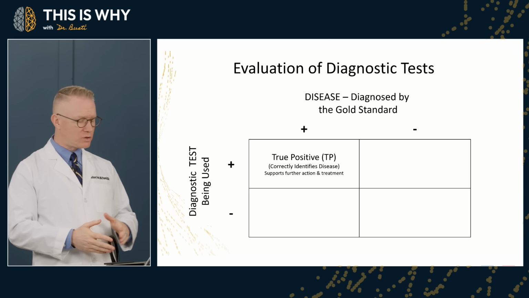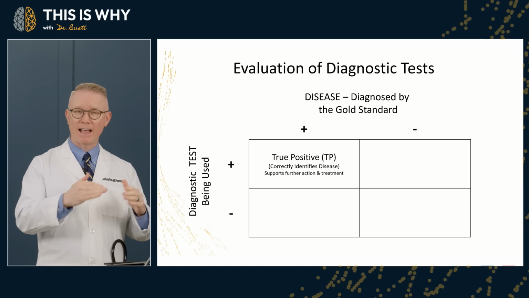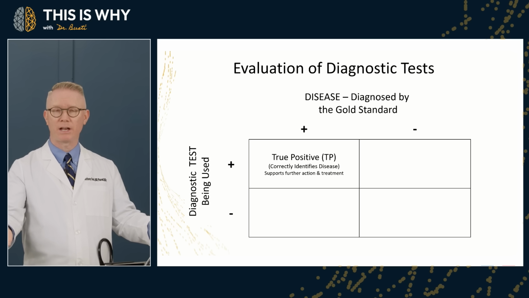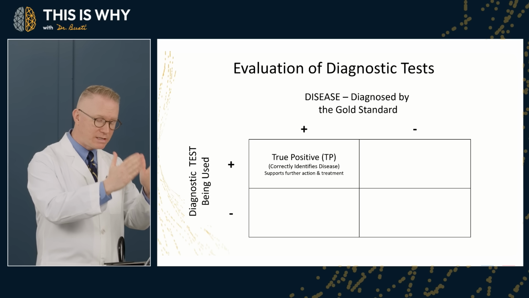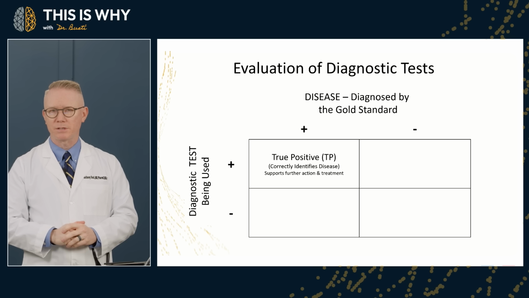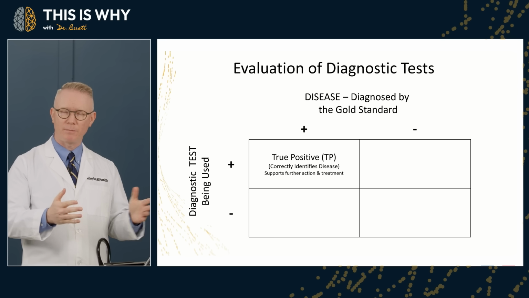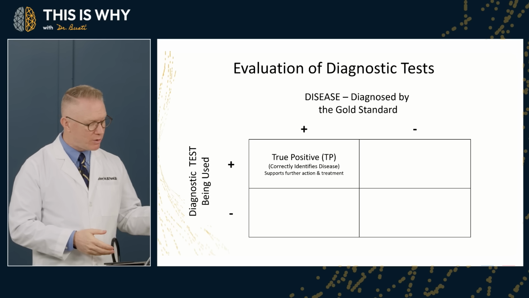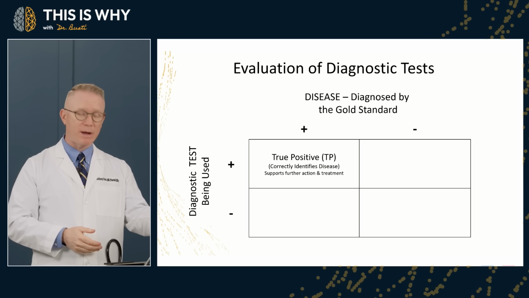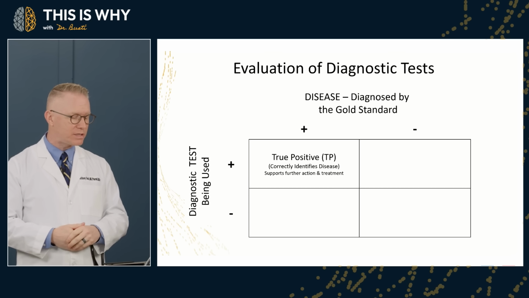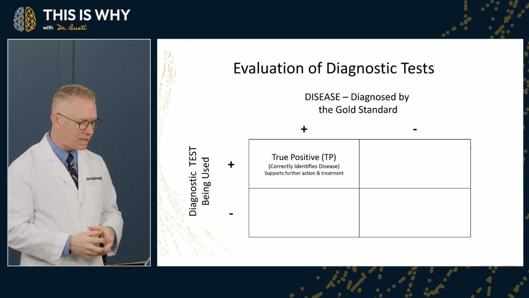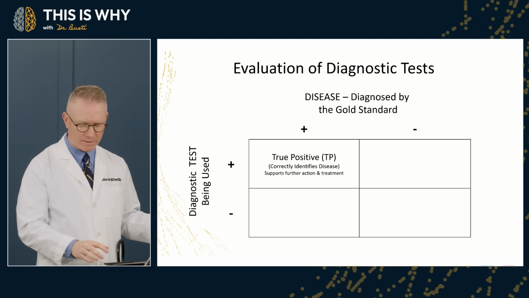True positives. Over on the left, the rows represent the diagnostic test in question. Let's just say it's a new one, because we're going to be reading a study about it. The disease, as known by the gold standard or reference standard, is represented in your columns. So you have the positive and negatives in both rows and columns. When the diagnostic test says it's positive for the disease, and the gold standard says yes, it's positive, then that is obviously a true positive. That is the correct identification of the disease, and it supports further action and treatment.